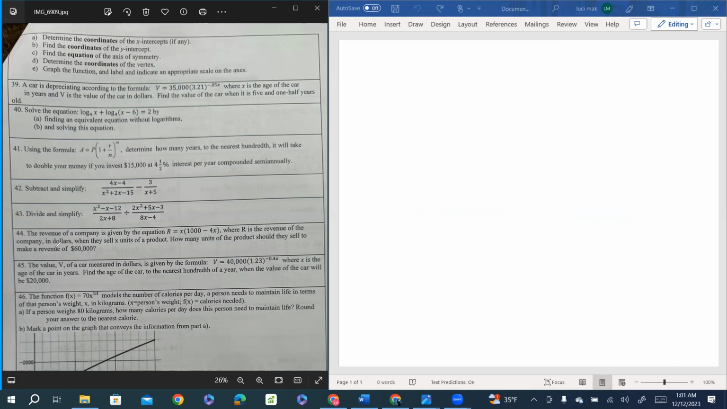Okay, so the next question is 44. Last few questions. The revenue of a company is given by the equation: revenue is x times 1000 minus 4x, in dollars, when they sell x units of product. How many units of product should be sold to make 60,000 revenue? So we need the revenue to be 60,000.